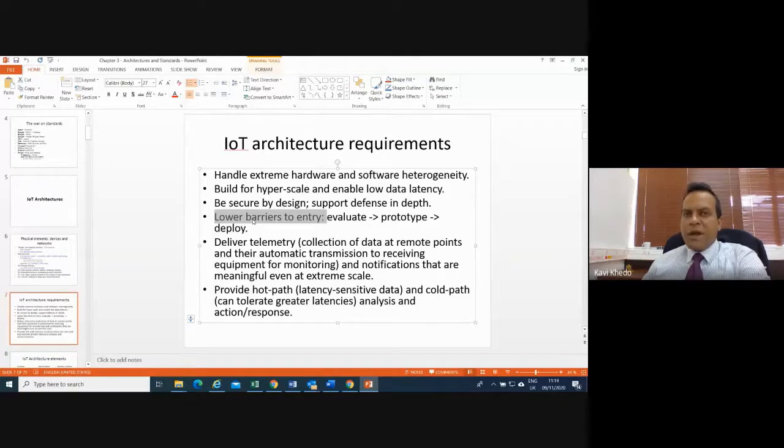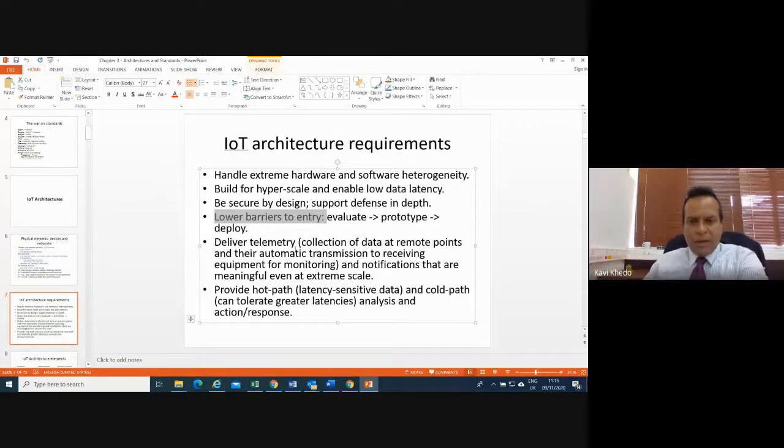If something has high barrier to entry, then you need a lot of training, a lot of competence. You need to be an engineer to be able to use it. Here we are talking about even a novice user, a plug and play facility, very easily we are able to connect our sensors and we are able to transmit. I'm not talking about developing the infrastructure. I'm talking about using the infrastructure.